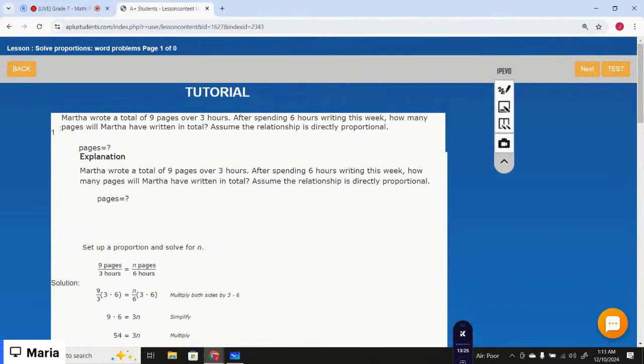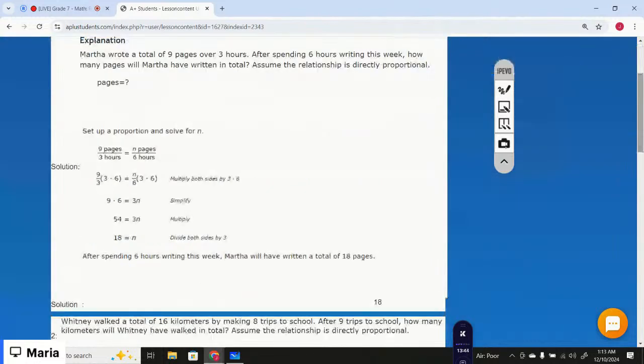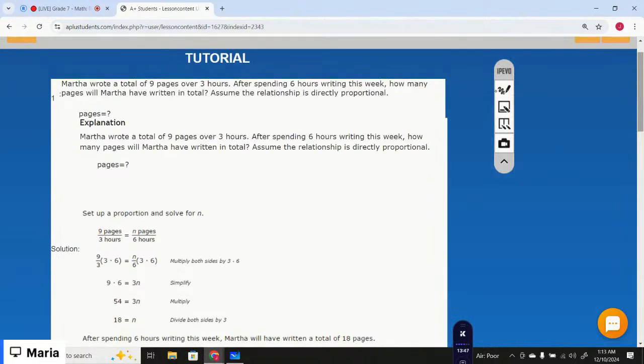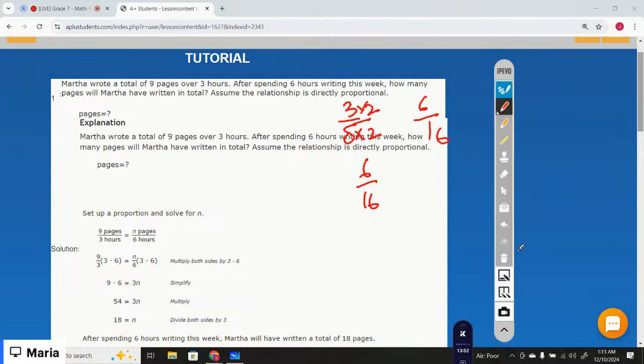Martha wrote a total of 9 pages over 3 hours. After spending 6 hours writing this week, how many pages will Martha have written in total? Assume the relationship is directly proportional, right? So the first thing is, what do we mean by directly proportional? Directly proportional relationships are the ones in which if one quantity is increasing, the other quantity is also increasing, right? Just look at the one we are on right now. She has written 9 pages over 3 hours, so 9 pages to 3 hours makes a proportion.